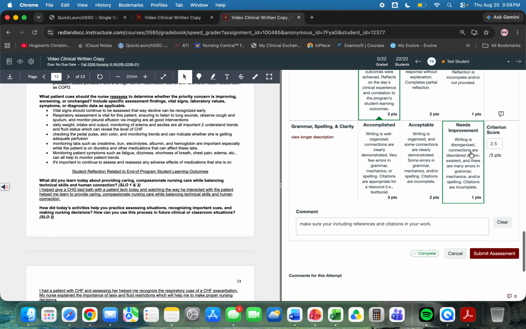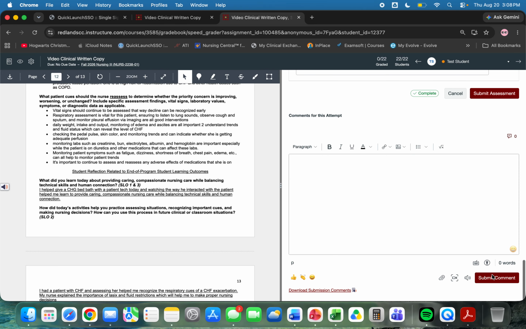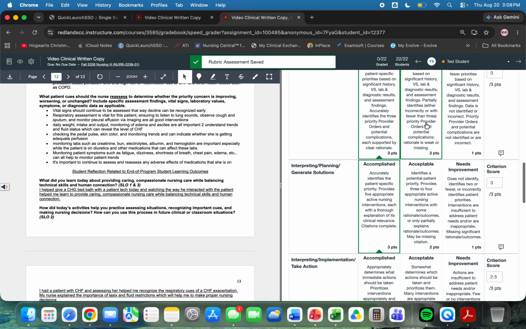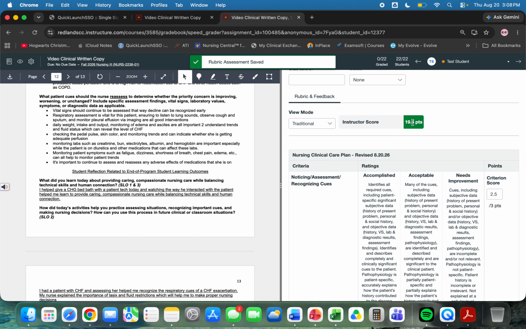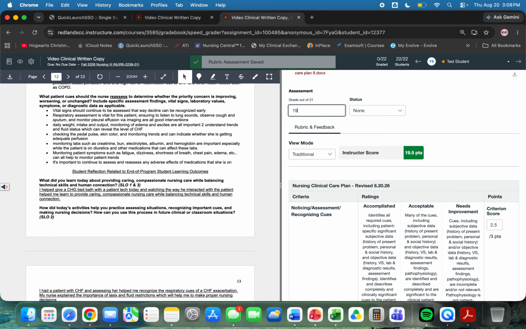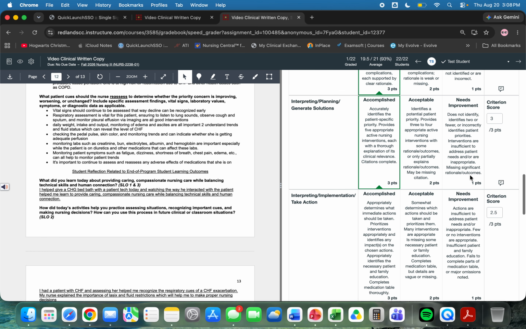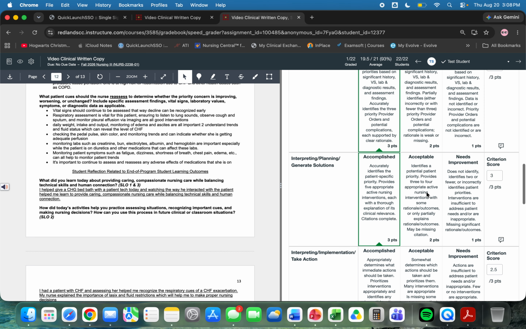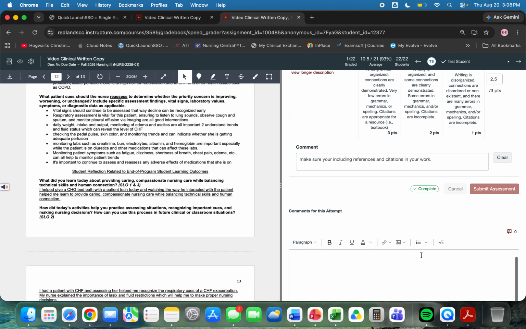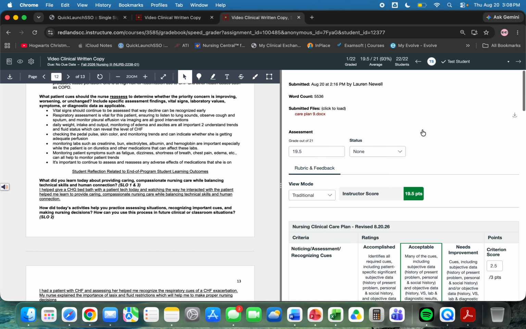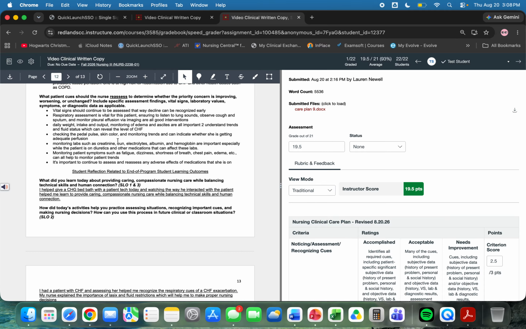And then once I've hit all of these points, I'm going to hit submit assessment. And I'm going to go back up to the top, and I'm going to see that my total assessment totals 19.5 points out of 21. That's what I'm going to type in as the grade for this student. It's going to save it for that student. If it ever doesn't, just hit submit at the bottom, submit assessment, and it'll save your grade. And so that's really the gist of clinical grading.